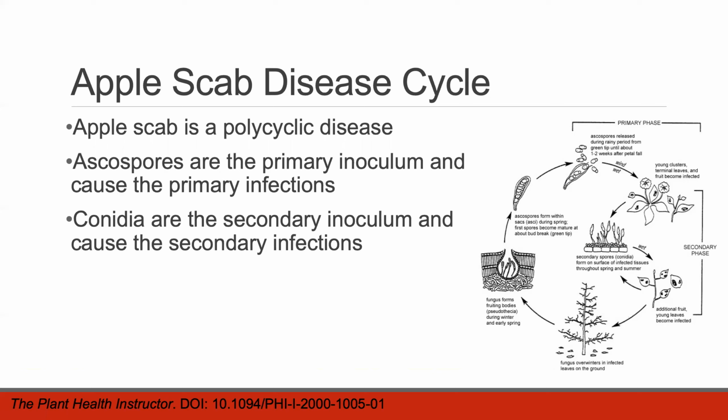It's this primary inoculum that causes infections, and then a large number of asexual conidiospores are produced at each infection site caused by the primary inoculum, and these spores can cause new secondary infections that produce more asexual spores and more infections, and the cycle continues.